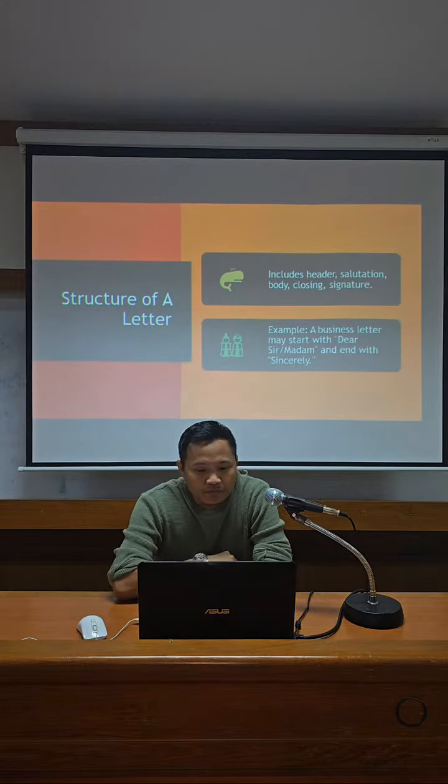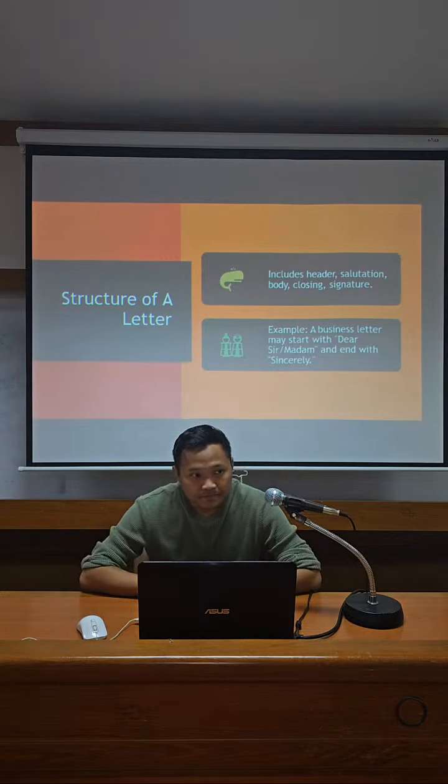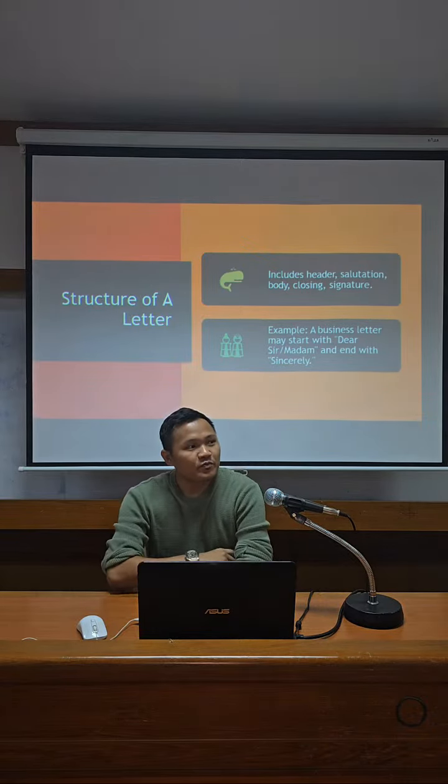Then again, structure of a letter, it includes header, letterhead, salutation, body, closing, and signature. That is very nice because most letters nowadays go with a letterhead, letterheaded paper. That's what we mean by header. Then salutation, greeting like dear sir, dear madam. Body, then you explain what you want to say, conclude, and every letter must be signed. If you write any business letter and it's not signed, it's not a letter.